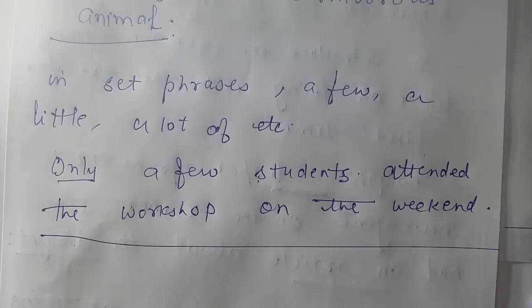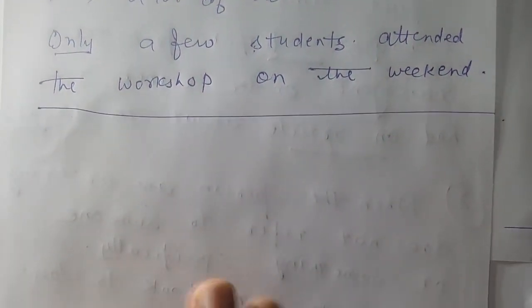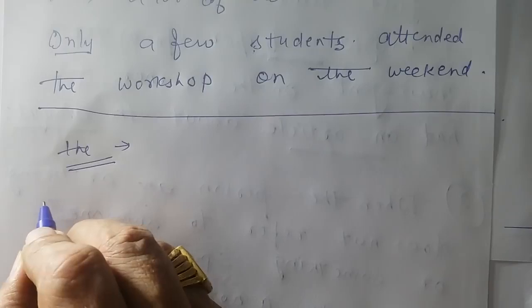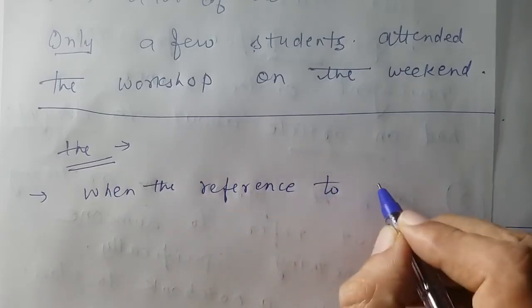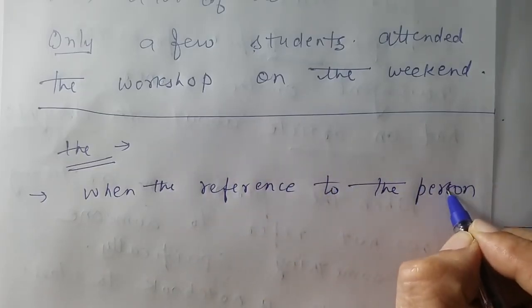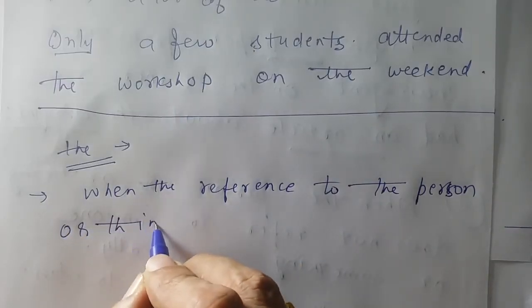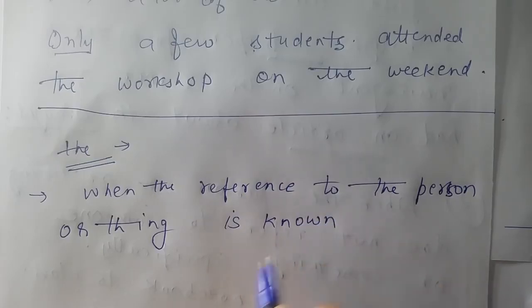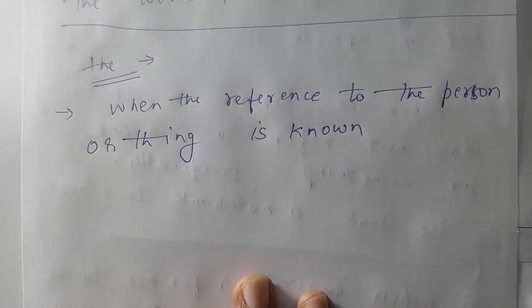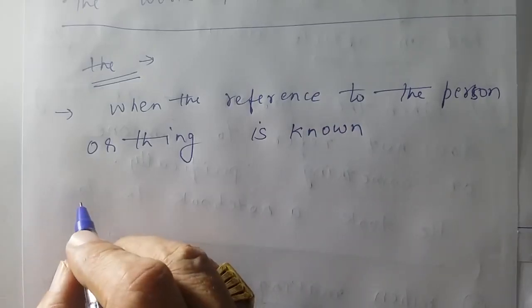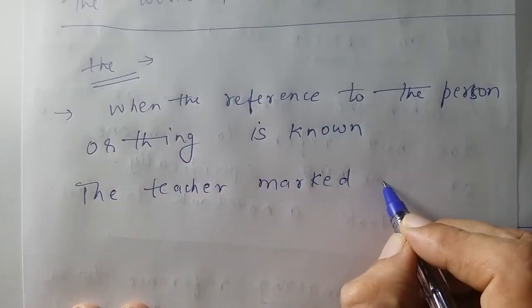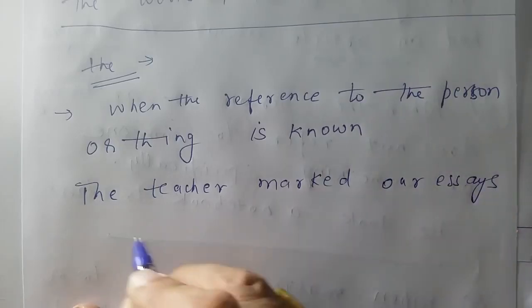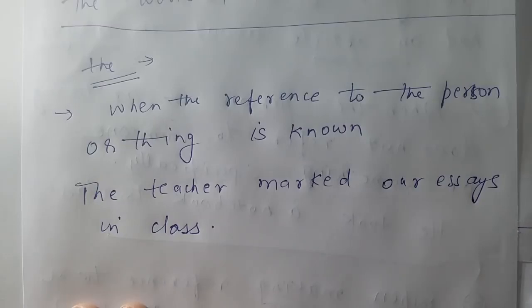Now let's go to 'the'. How to use 'the'. There I told you one thing in my first example, when the thing or person is unknown. So here, this is my use of 'the'. When the reference to the person or thing is known. Here it's known. Who? I know my teacher. The teacher marked essays in class. Who is known to me?